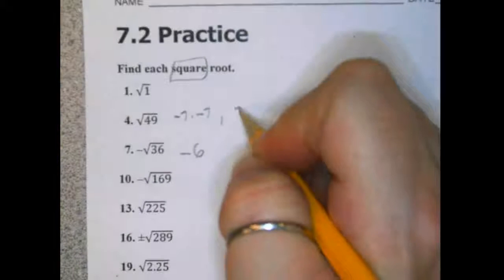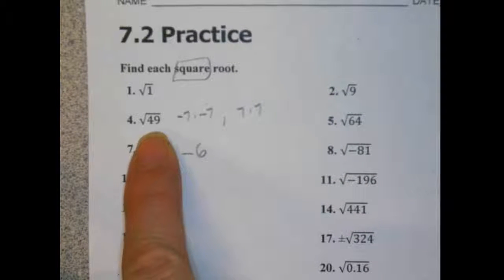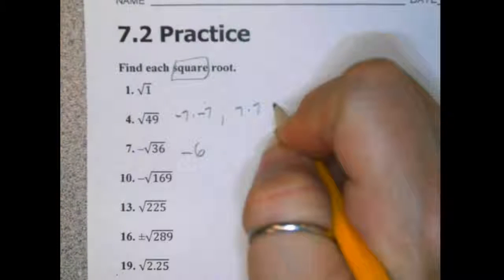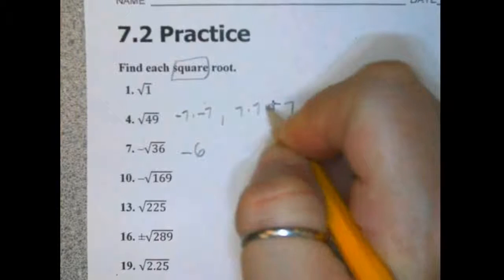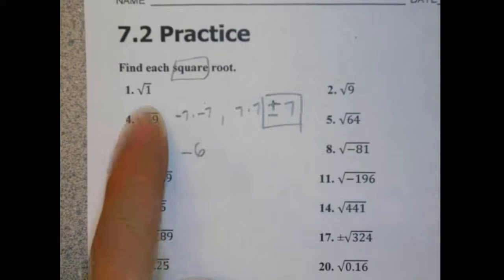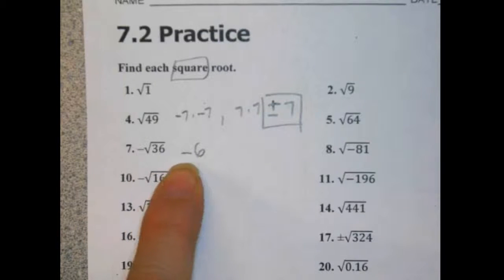What about positive 7 times positive 7? 49. Okay, so what could my square root of 49 be? 7 or negative 7. Plus or minus 7. Do you guys remember that? So my answer is going to be positive or negative 7. Do you remember that? Oh, yeah. No, you don't. Okay, so when it's negative outside, then it can only be negative 6, right?